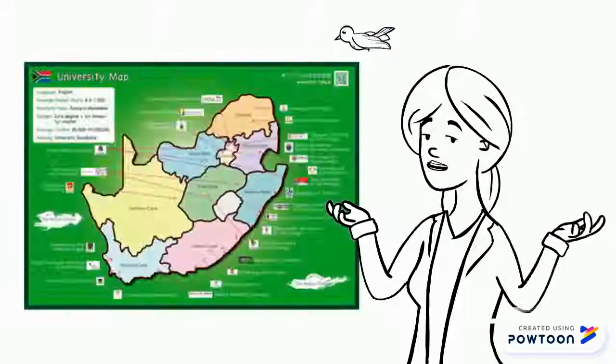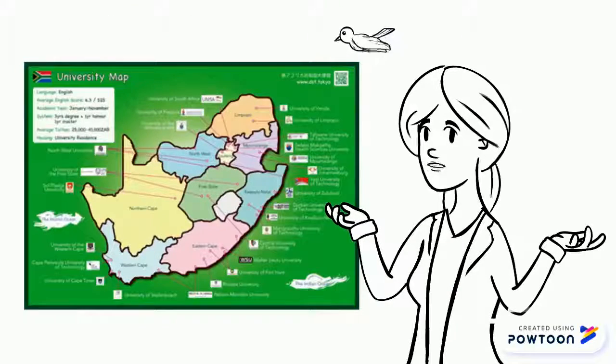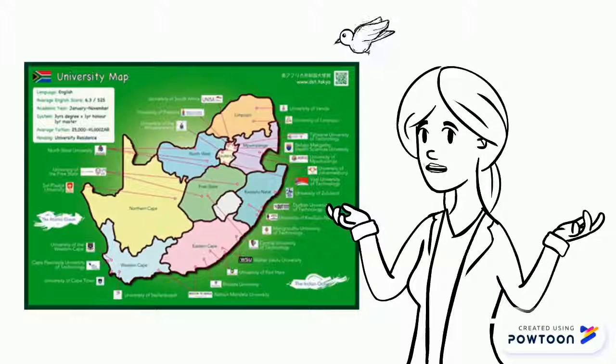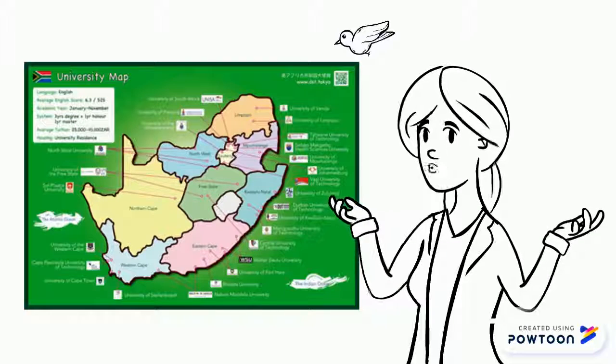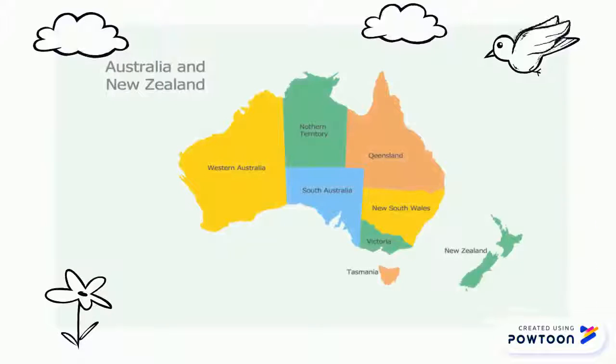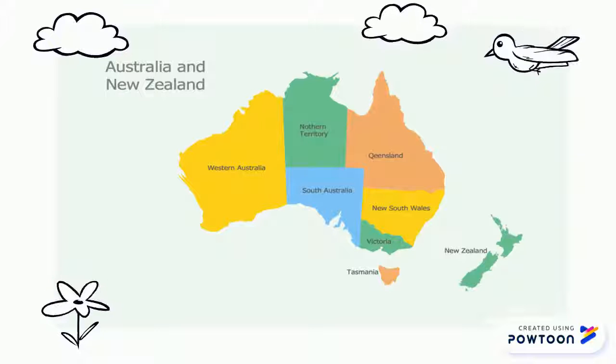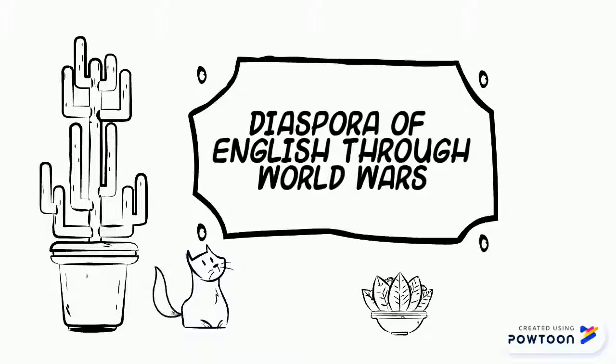The English settlement in South Africa happened in the Western Cape in 1795 and the Eastern Cape in 1820. In Australia, many Irish were deported as a penal colony in the later decades of the 18th and the beginning of the 19th centuries. Due to the Treaty of Waitangi between the local Maori and British in 1840, a mass immigration happened to Australia and New Zealand. The diaspora of English through world wars.